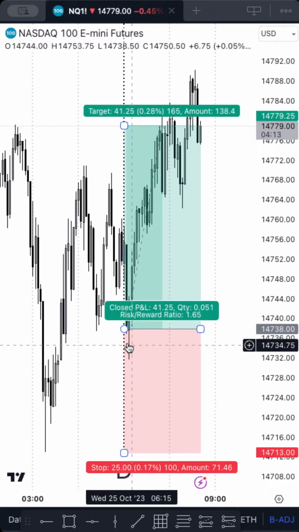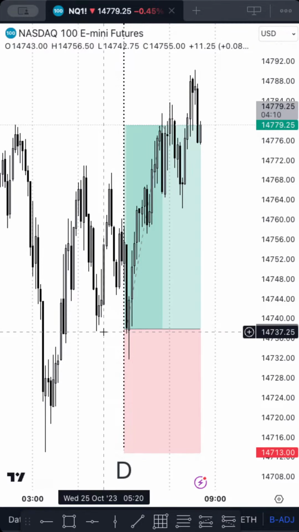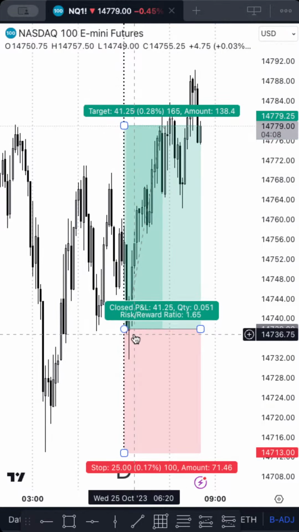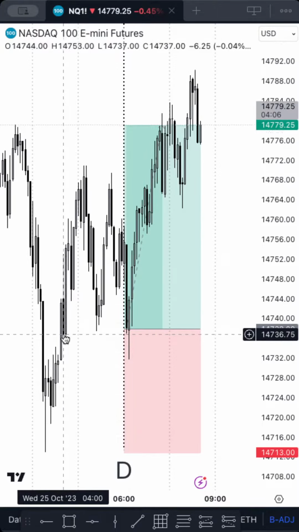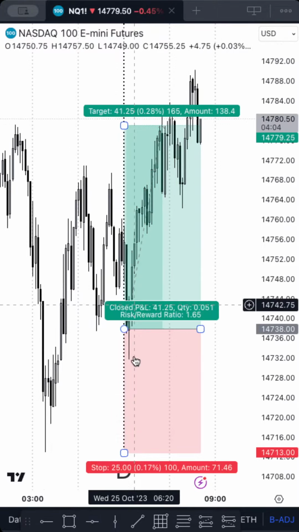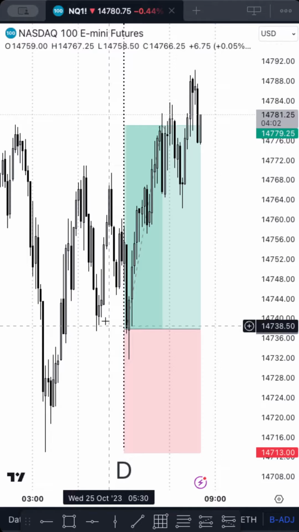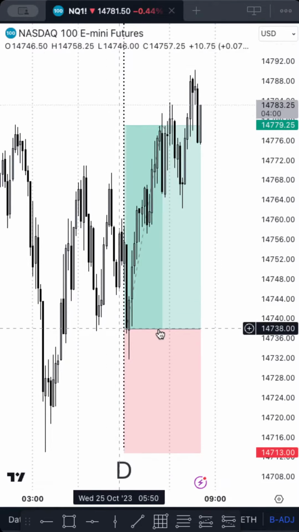So I was expecting for price to come down and snag this low as a liquidity sweep. So that was going to be my entry. It also helped that we had a fair value gap right down there, which also was a great confluence to this trade. So price came down, tapped us in.